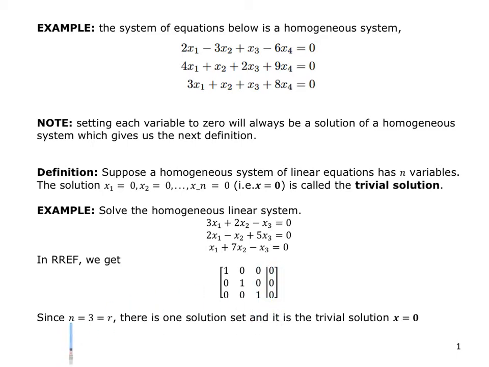And since my n, the number of unknowns, is equal to the number of pivots, then we know that we get one solution, and that solution just happens to be the trivial solution. This is one of the two solutions that you're going to get in a homogeneous system. One of them is the trivial solution.